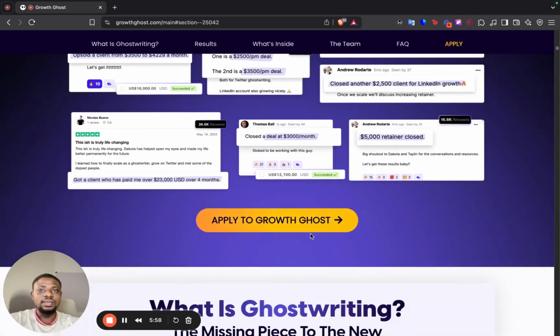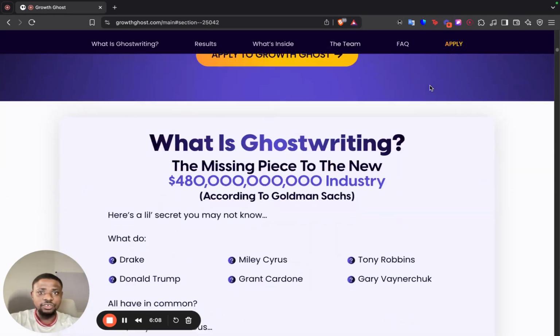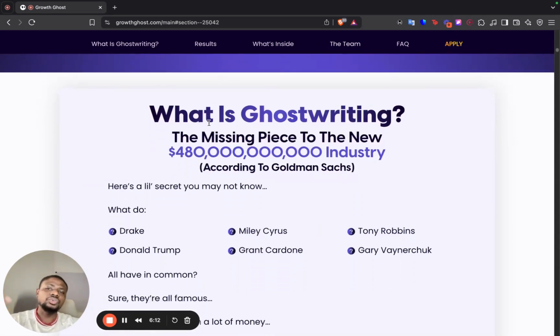Next, before you even go far, you've already seen the testimony and an apply button. You might see that this particular part is still fixed, right? So you can always apply, even if you're somewhere here where you can't see the button, you can still apply here. The next word is ghostwriting.